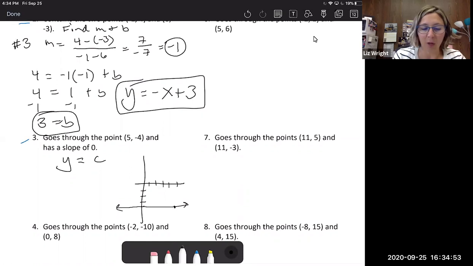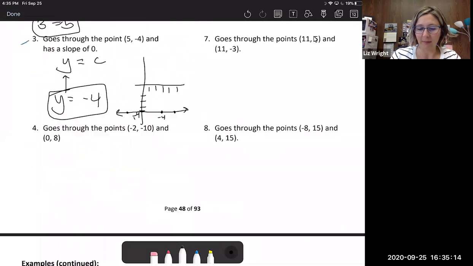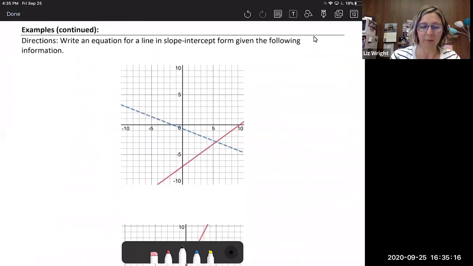100% of the time, what are my y values on that line? So if I come over here, what is it? It's at -4, right? Right here. If I come over here, what's my y value? It's at -4. So my equation for this is going to be y equals -4. And that's my equation.